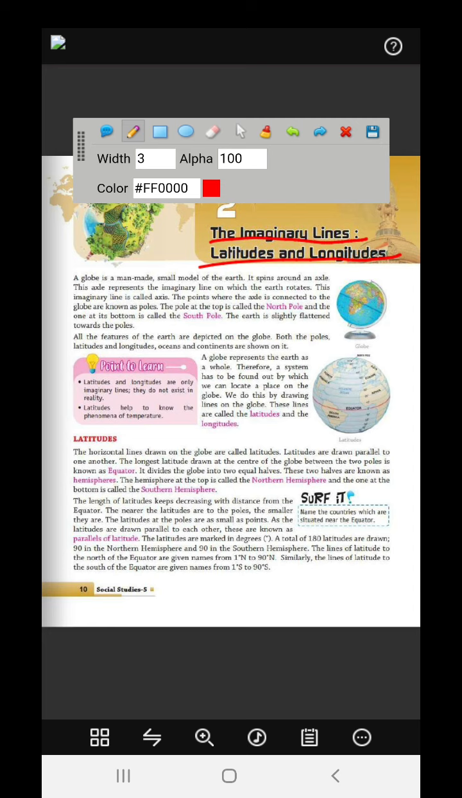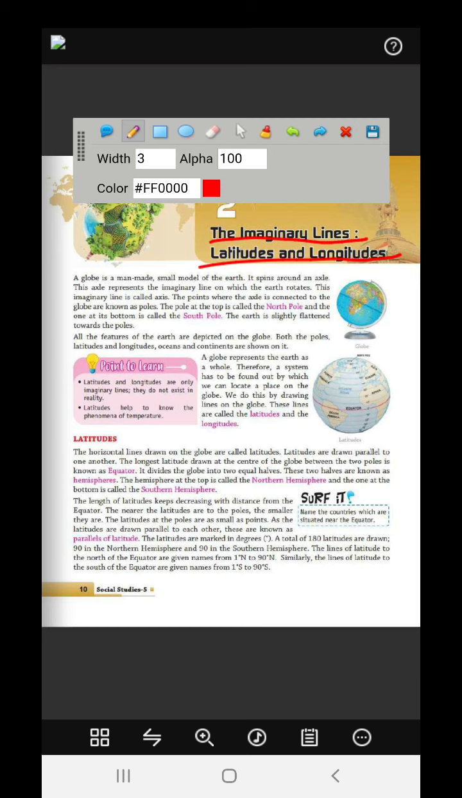The earth also similarly spins around this axis, and the globe is actually the pictorial representation of the earth, which also spins around its axis. The axis represents an imaginary line on which the earth rotates. Okay? So this imaginary line is called axis.